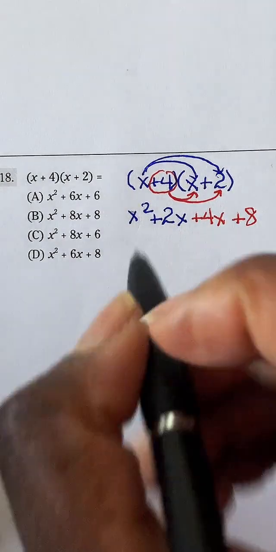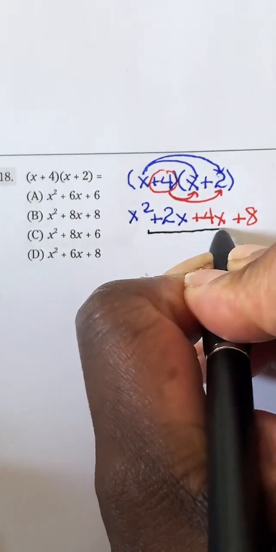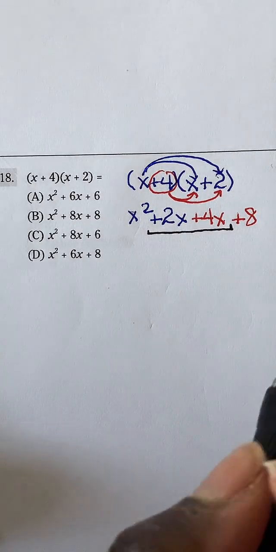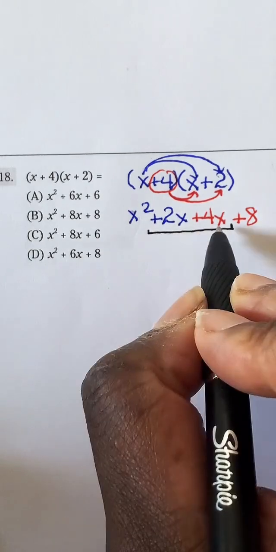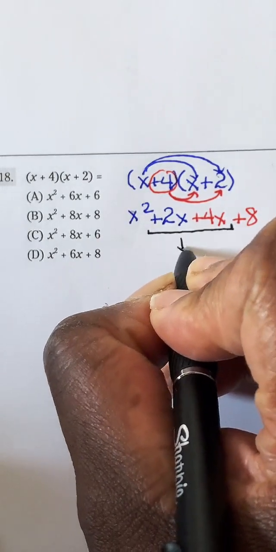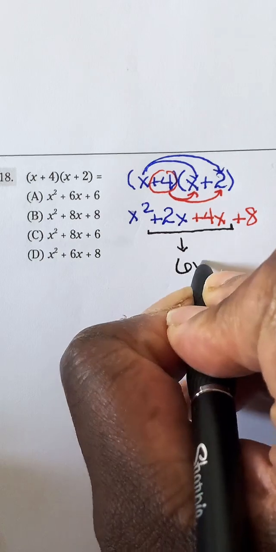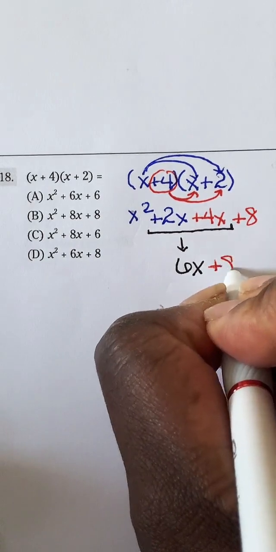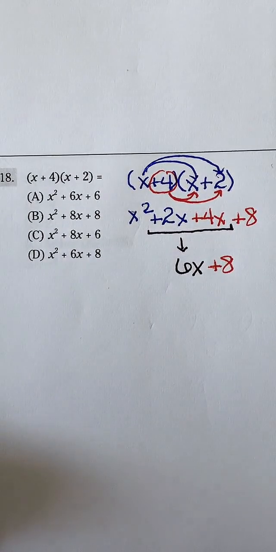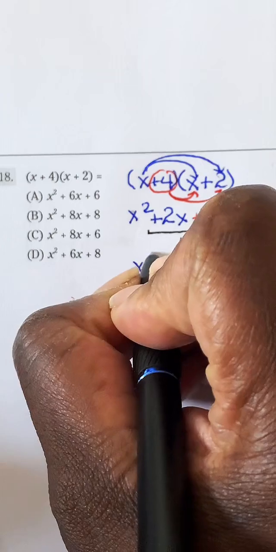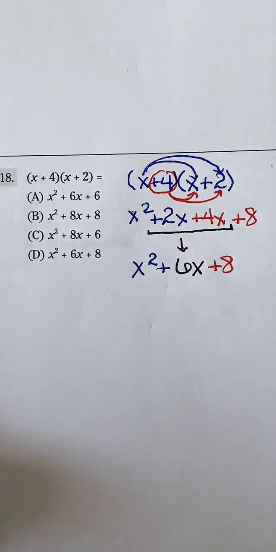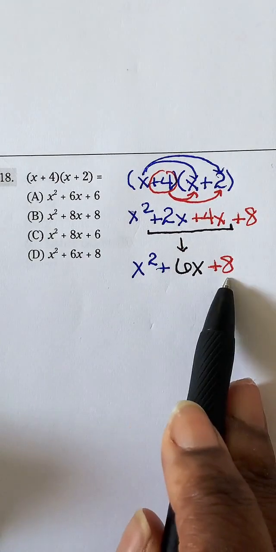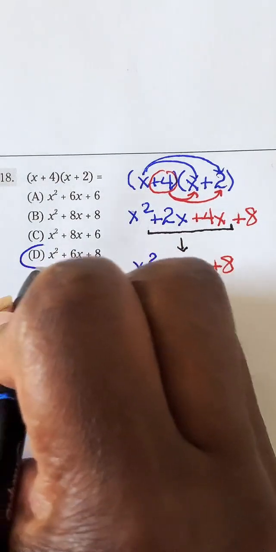So right here in the middle, those are my like terms. Okay, those are my like terms. All we have to do is just combine those two. So we have 2x plus 4x. Well, that will give me 6x. And then I bring down the numbers and their signage of my two ends. Okay, so that will give me my x squared plus 6x plus 8, which will be option D.